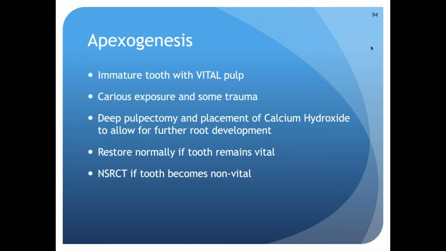So I'm going to talk a little bit about apexogenesis and apexification. So the difference with these, so apexogenesis, we've had trauma, we have some kind of immature tooth, and it had a vital pulp. And we either have a carious exposure or some kind of trauma. So we're going to do a pulpotomy, either like your partial pulpotomy or a deep pulpotomy, and place calcium hydroxide because we want the root to develop further. So by not doing a complete pulpectomy, the tooth is allowed to gain length and thickness of root. And then it either may remain vital at that more apical portion, or we can do a root canal and we'll have an apical stop. So we can restore it normally if the tooth remains vital, and then we do a root canal if it becomes non-vital.